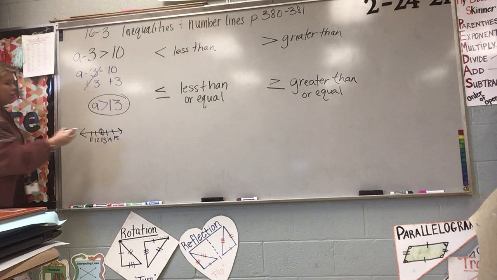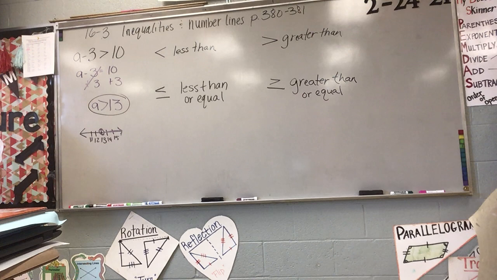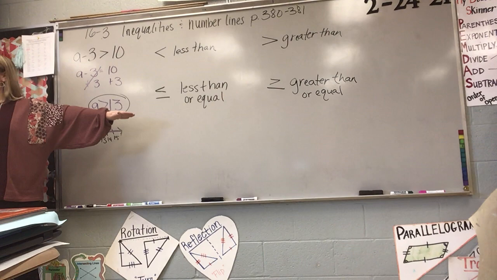It could be 15 or 14. It's anything beyond 13. 14, 15, 13.1. Could it be 35 million? Bajillion? Yes. Those arrows mean it can keep on going. It just keeps going, like a number line. Like on the end of a decimal, how you can add zeros.